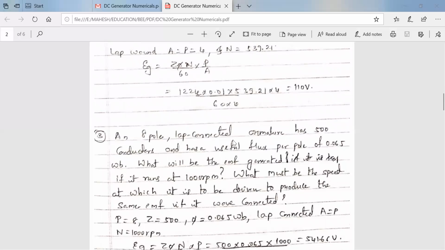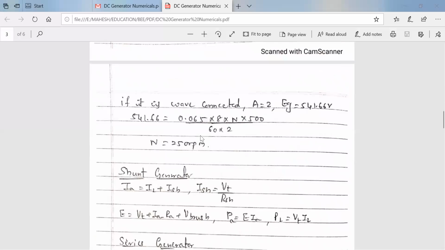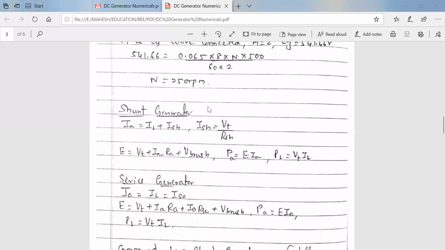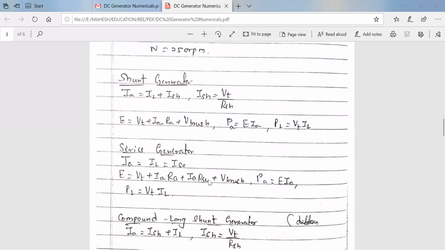So the example is the same as the previous one. Now we'll see the different types of generator numerical examples. We basically have 3 types: shunt generator, series generator, and the third one is compound generator. In that, again we have long shunt and short shunt. Before going to the numerical examples, we'll go with the formulas for the different types, that is shunt, series, and compound.